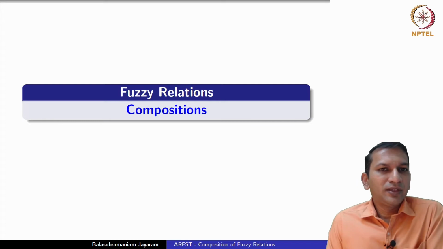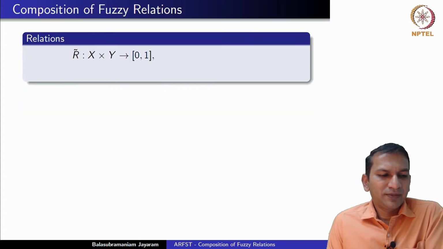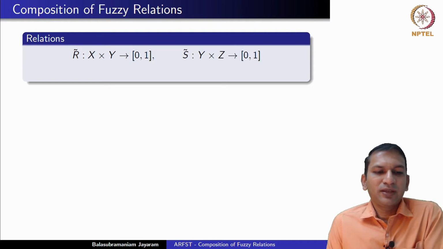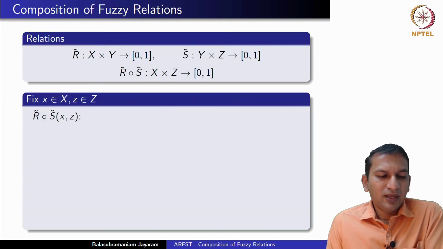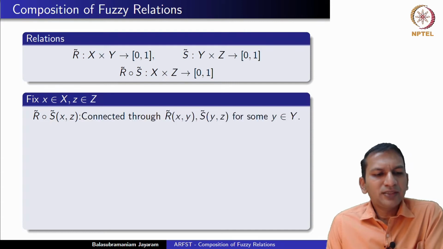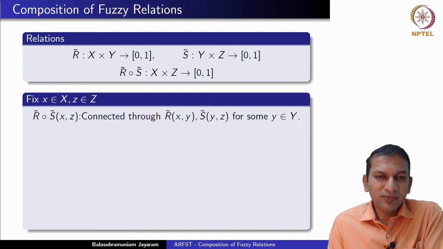Now let's look at the compositions with fuzzy relations. Once again, these are mappings on the Cartesian product of X×Y and Y×Z going to [0, 1]. And now we write it as R circle S, a mapping from X cross Z to [0, 1]. The question again is, how do we decide the value of (x, z) under the relation R circle S? Clearly, it again should be connected through some y in Y.